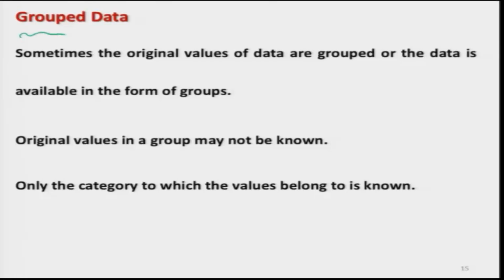Now, I try to address another aspect. This is called group data. Suppose you have got a large number of values, then in that case it is possible to group those values in certain categories or certain groups. And then what will happen is that the nature of the exact value will be lost, and that value will be identified only by the category.